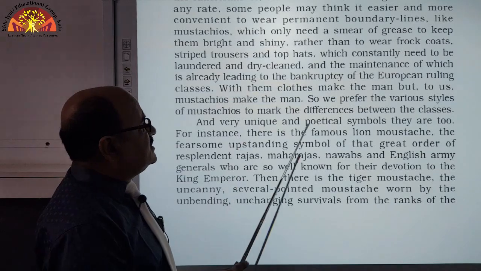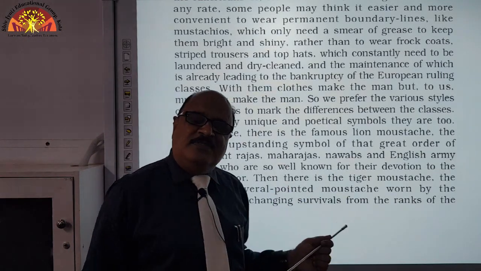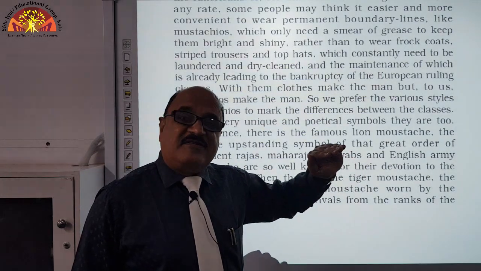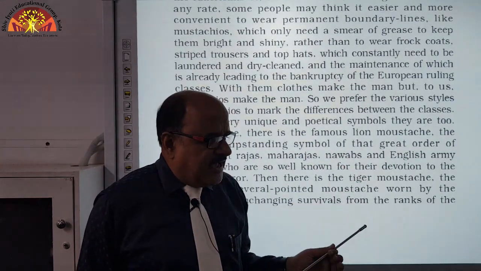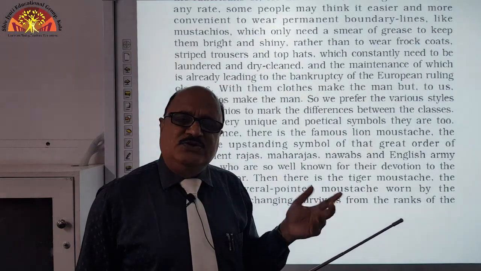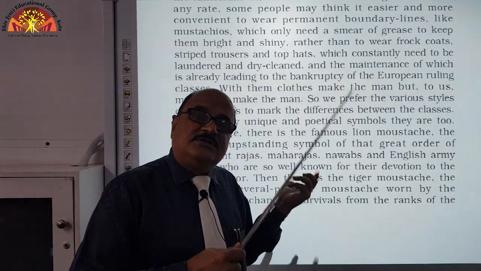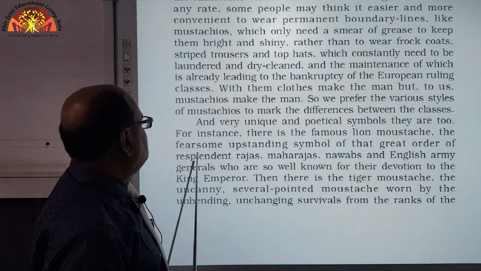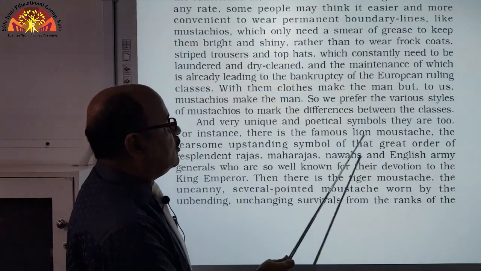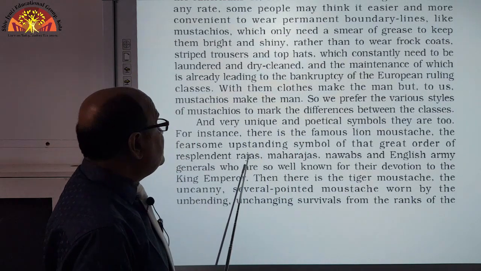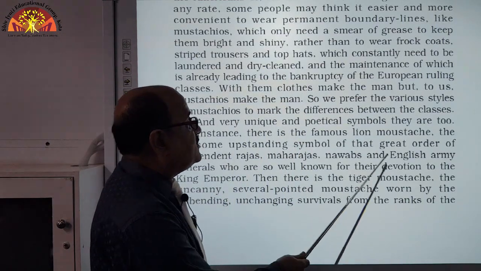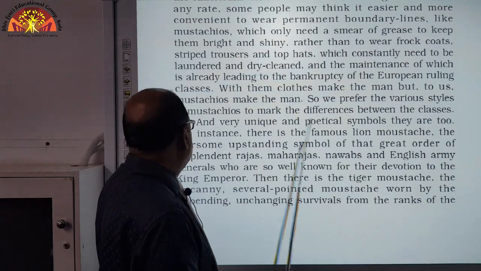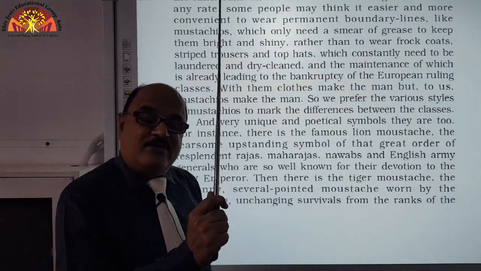For instance, there is the famous lion mustache. This chapter has got a satirical touch. The writer has used satire on this practice, right? Lion mustache, the fearsome, upstanding symbol of that great order of resplendent Rajas, Maharajas, Nawabs and English army generals who are so well known for their devotion to the King Emperor.